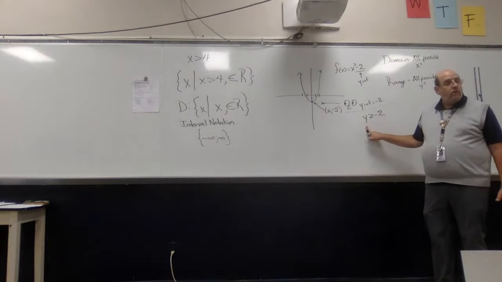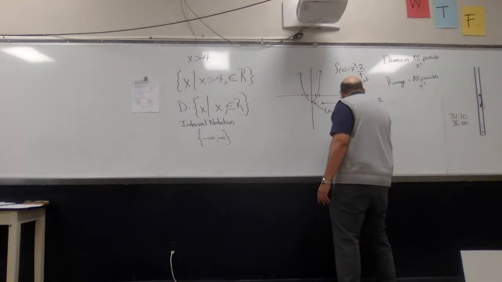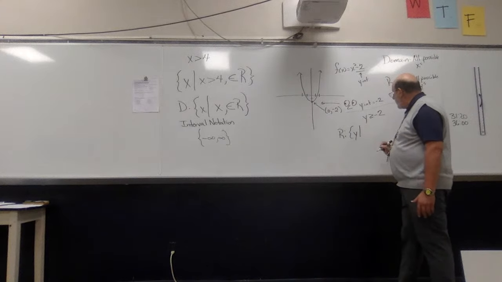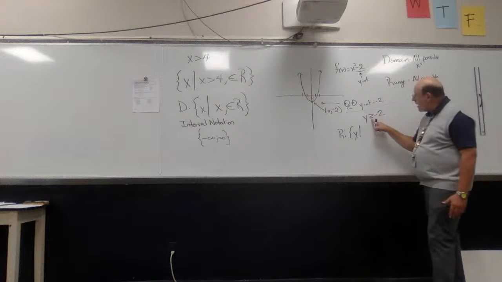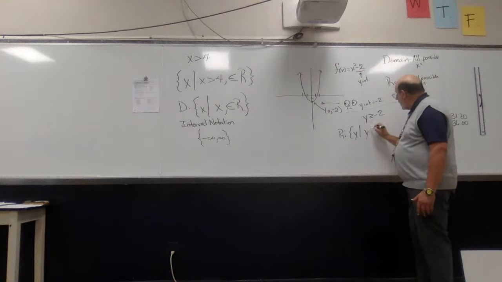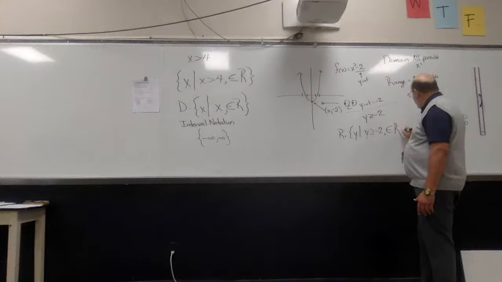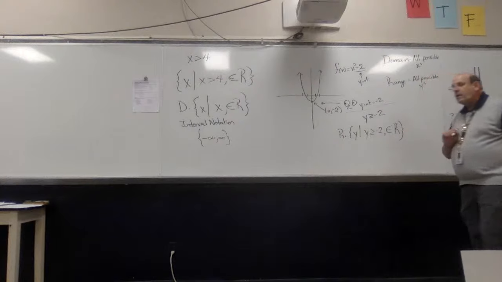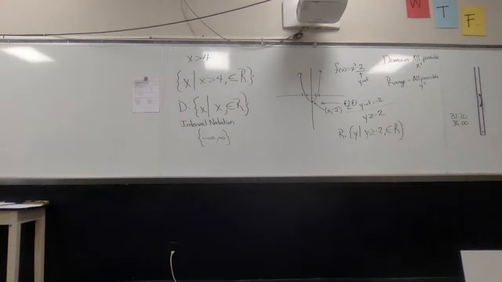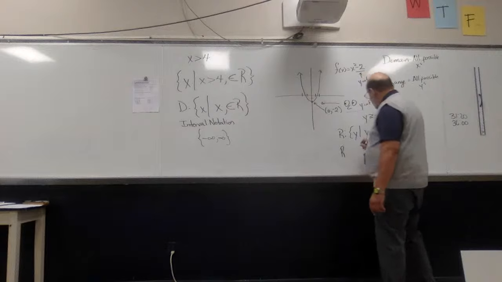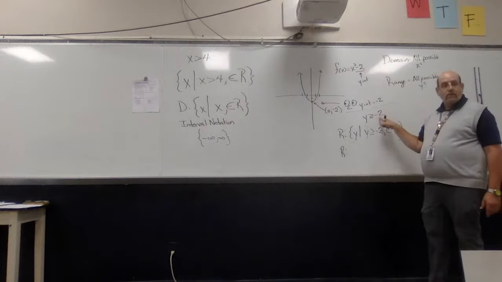So I'm going to put that in my set builder notation. My range R, bracket, all my y's in this function, y is greater than or equal to -2, and it's an element of what? All those reals. And now you're going to say, hey, I'm tired of set builder notation. Can I use the interval notation? Does it include -2? Yeah.